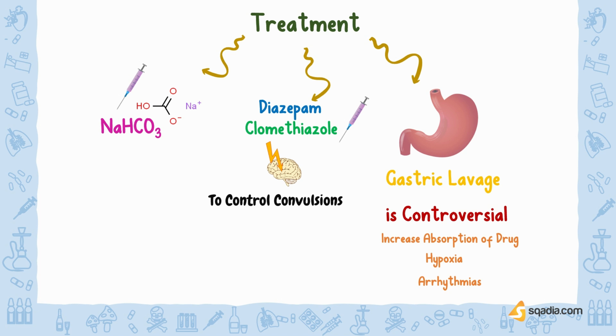So that was about tricyclic antidepressant toxicity. Next, we'll be discussing anticholinergic poisoning and its antidote. So keep watching.